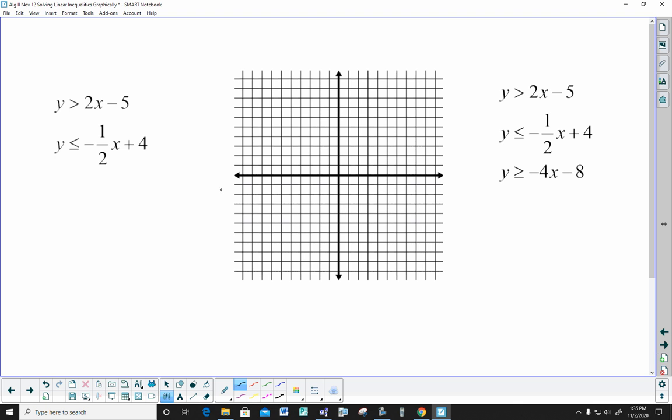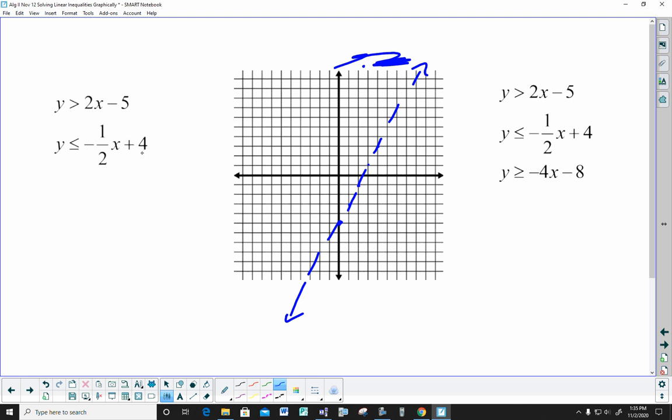What if they're diagonal? No big deal. The y-intercept is -5. 1, 2, 3, 4, 5. Slope is 2, up 2 over 1, up 2 over 1, up 2 over 1. Keep going if you want, up 2 over 1. It's going to be dashed because it doesn't have the equal sign. So I'm going to dash this thing. That wasn't too bad. And y is greater than it, so you're going to be shading all this out here. All this whole side gets shaded.